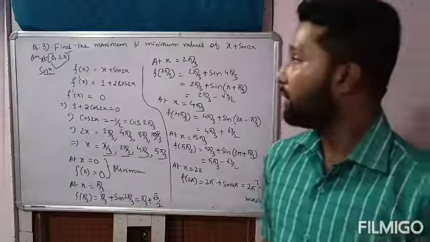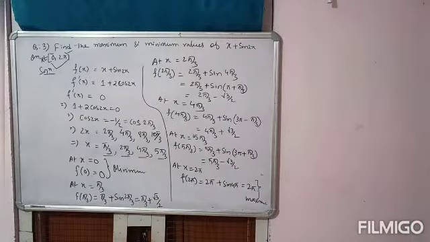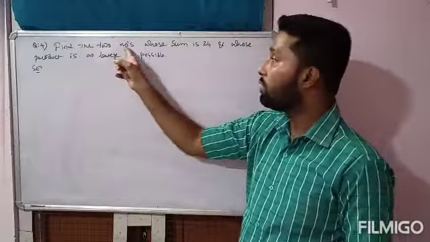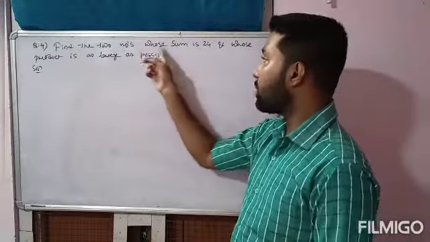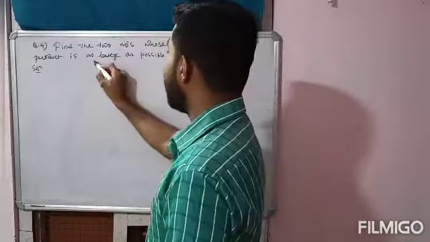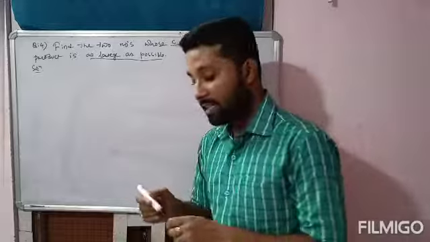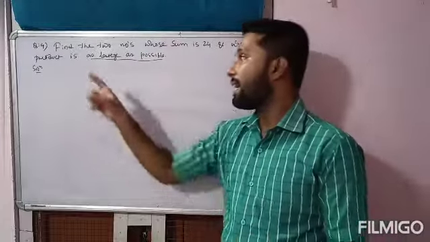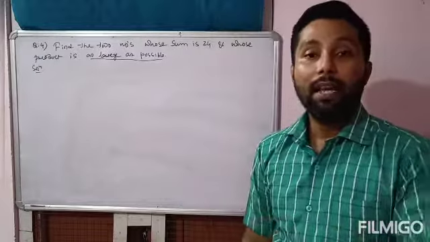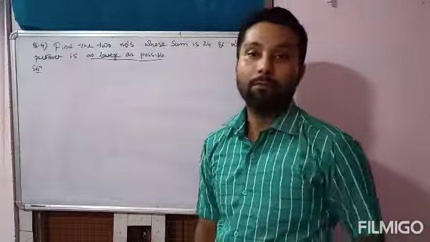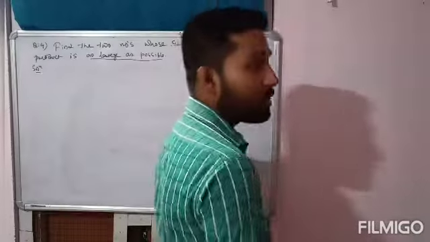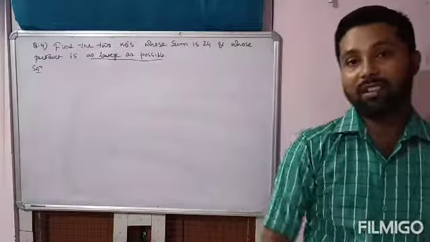Okay, next question I will discuss now. So the next question, read the question properly. Find the two numbers whose sum is 24 and whose product is as large as possible. दिया गया है. प्रोडक्ट का वैल्यू नहीं दिया गया है, लेकिन बोला गया है कि प्रोडक्ट इज एज लार्ज एज पॉसिबल. What does it mean? As large as possible means product is maximum. Okay, product is maximum.